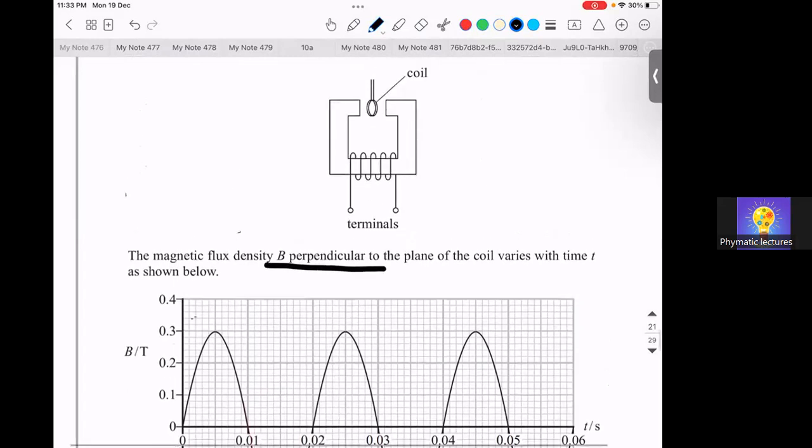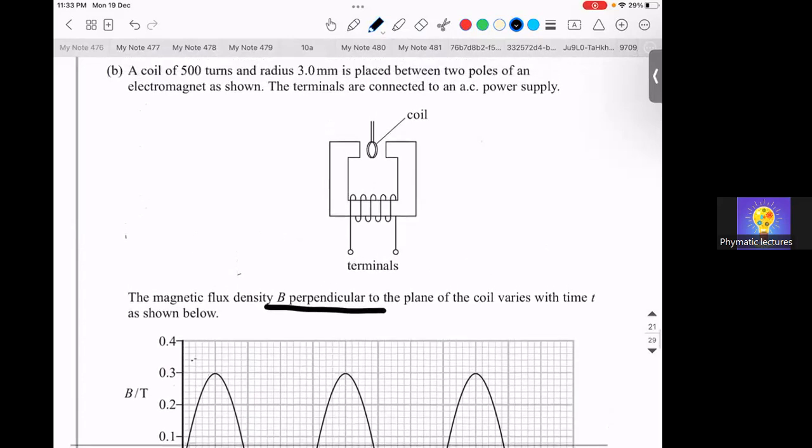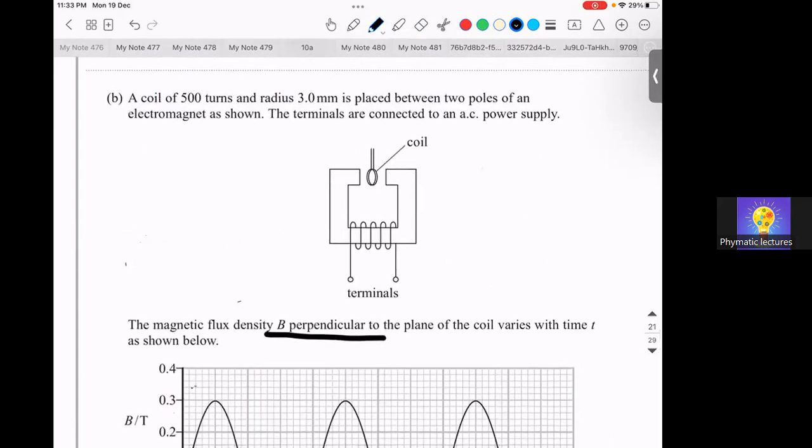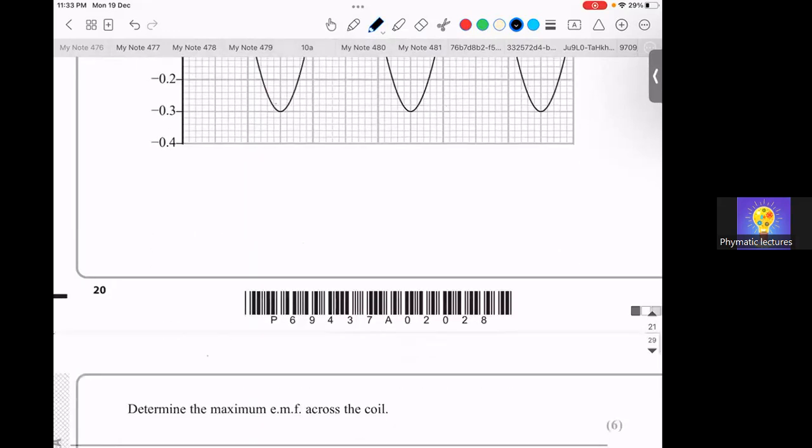So what is the reason for the variation of this magnetic flux density B perpendicular to the plane of the coil? Because the coil is rotating, it may be the reason. Forget about that, we don't want that part. Here, the magnetic flux density versus time graph is given. It is slightly confusing because this question is not present in our textbook, so most students find difficulty in how to deal with this kind of question.